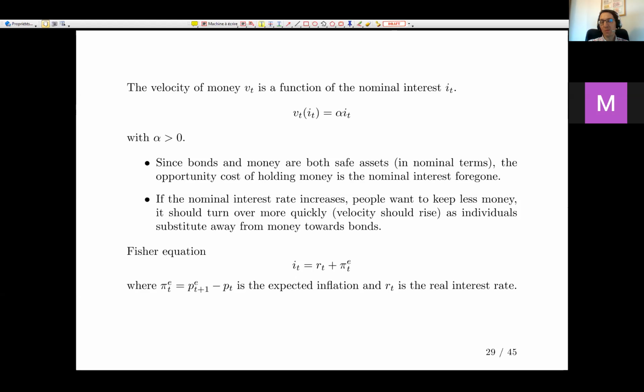If people expect 25% inflation, then there's no way the bank can give just 10% nominal interest, because it means I'm going to lose money if I do that. So the bank has to give more, maybe 30% or more. So if expected inflation increases, then nominal interest has to increase, and this will increase velocity.